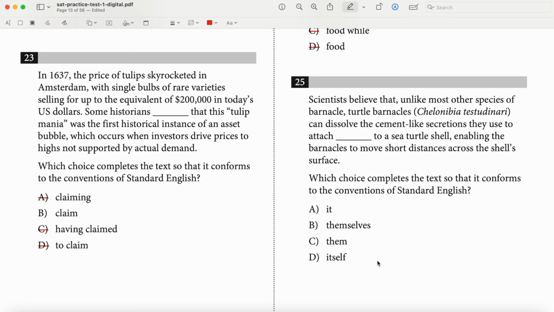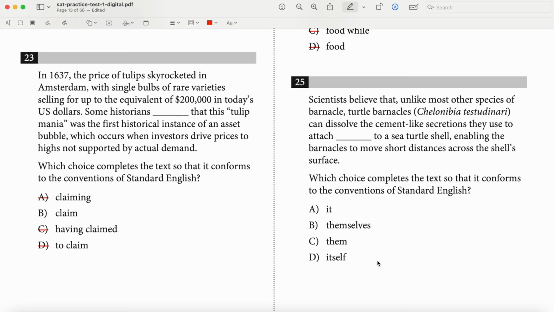Plug in B. Let's hear it. Scientists believe that, unlike most other species of barnacle, turtle barnacles can dissolve the cement-like secretions they use to attach themselves to a sea turtle shell. Okay. How does that sound? That sounds better. That sounds much better. Okay. Let's try C. That sounds right. Yeah, because C is plural, though, as well. Let's try C.